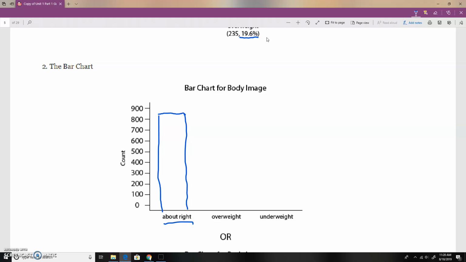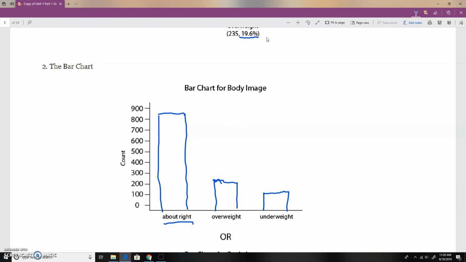For overweight, our count is 235. So we would go right here, a third of the way between 200 and 300, and we would draw our bar. And for underweight, our count was 110. So we would go a little bit over 100, and we would draw our bar.